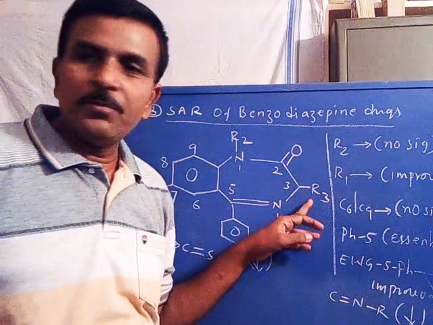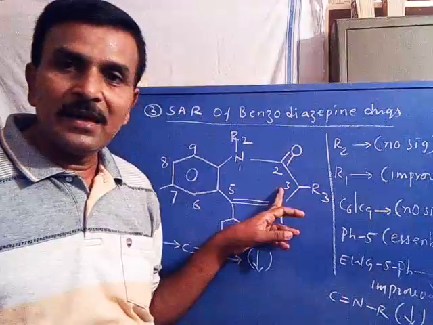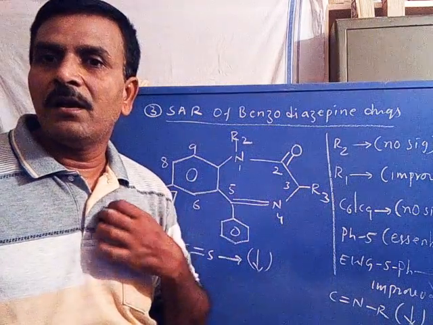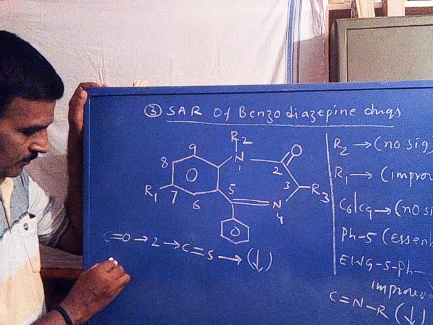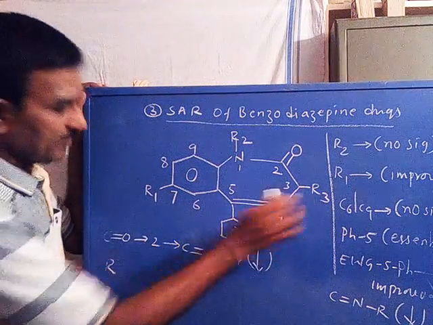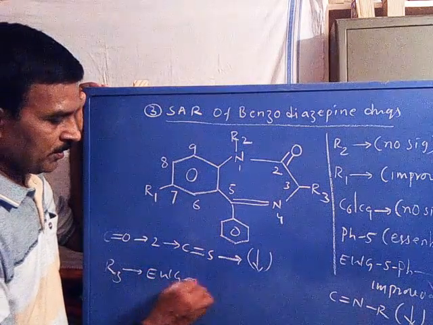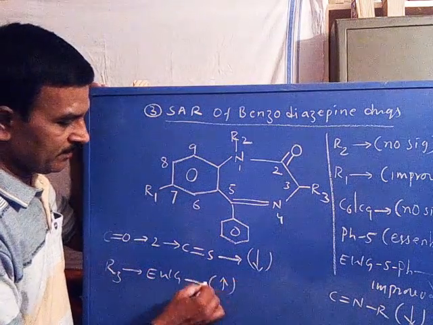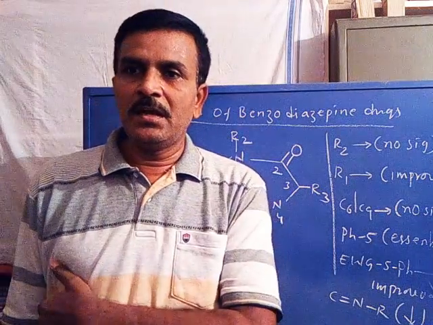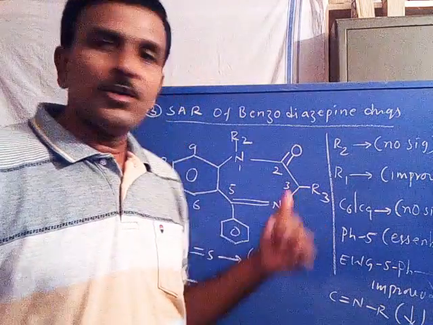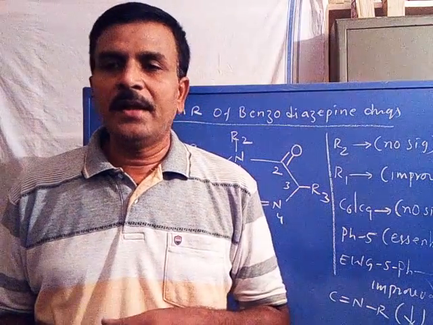Now, C3 carbon. Substitution of R3 on C3 carbon by electron withdrawing group improves the activity. This is R3 with electron withdrawing group, improves its activity. Activity can be improved by substituting R3 group on 3rd carbon atom of diazepine ring.